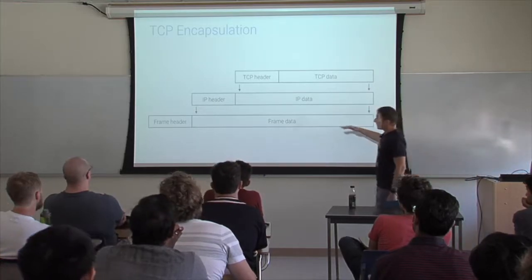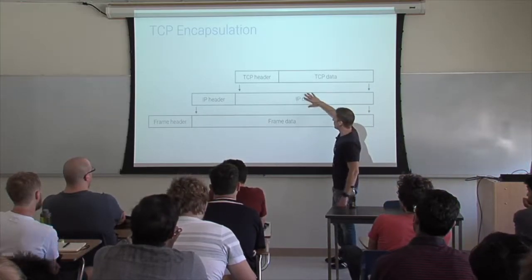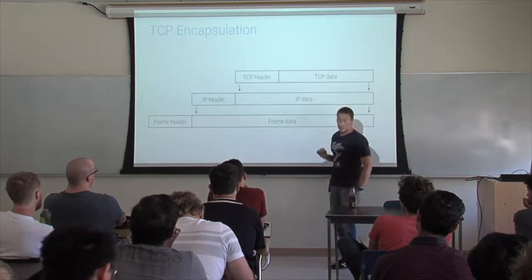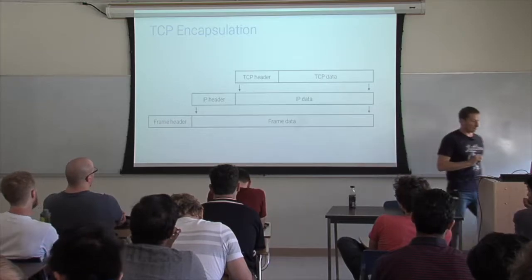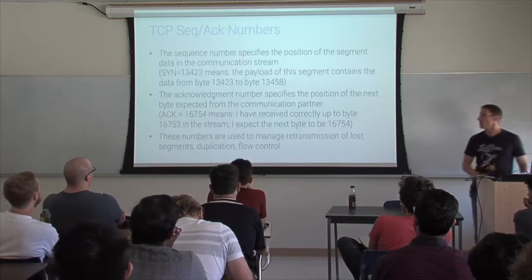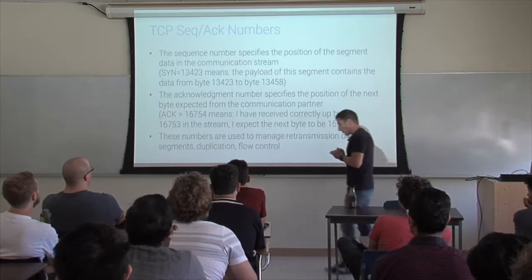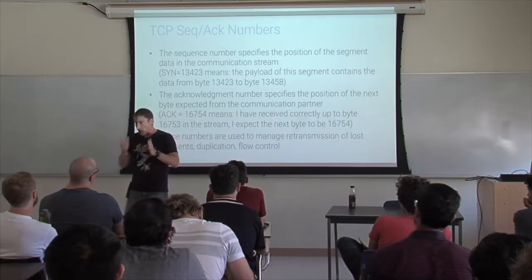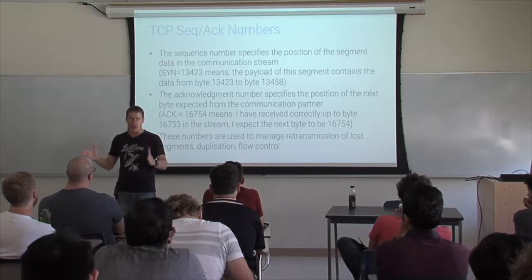Like in the case of UDP, if you have an Ethernet frame, you put inside an IP packet, and you put the TCP packet inside the IP data. Let's talk about those sequence and acknowledgement numbers. So the sequence number tells you within the stream where is the data that you're sending.